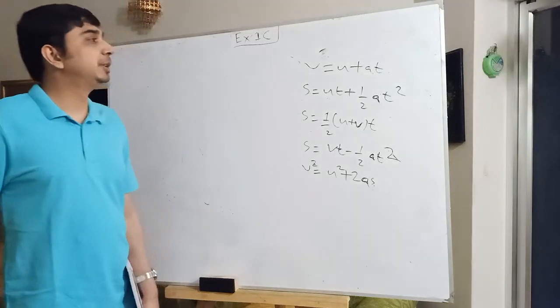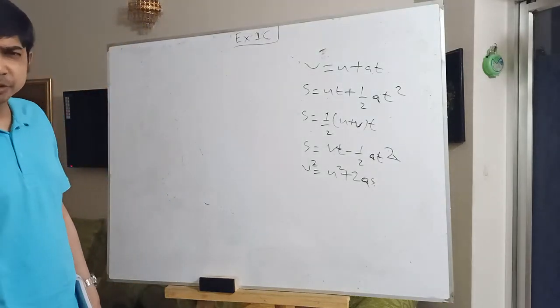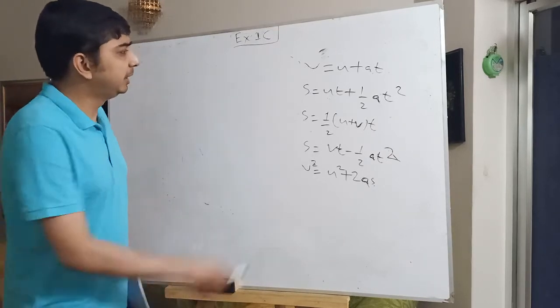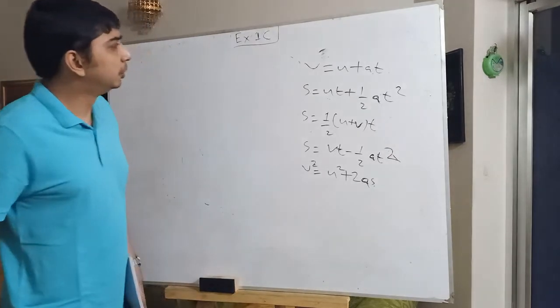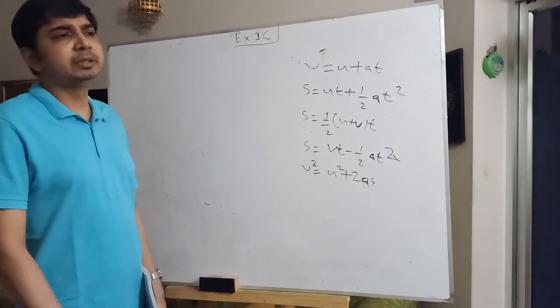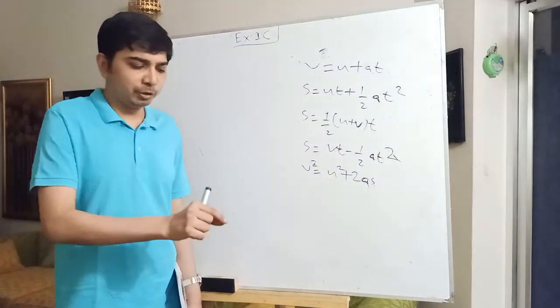So here we're doing question number 14. That is the derivation of the SUVAT equations, mainly these equations. So v equals u plus at. This is quite obvious because you already know what that is.